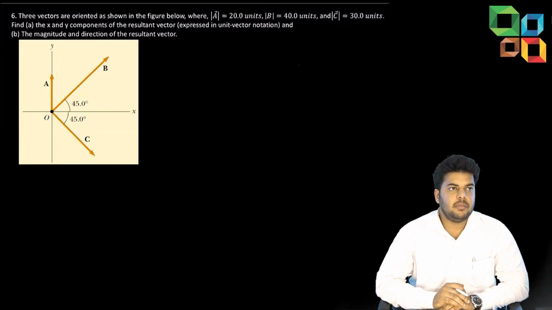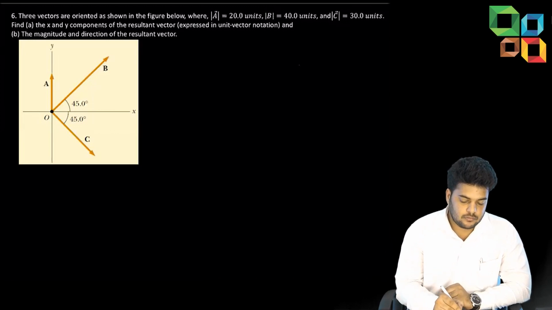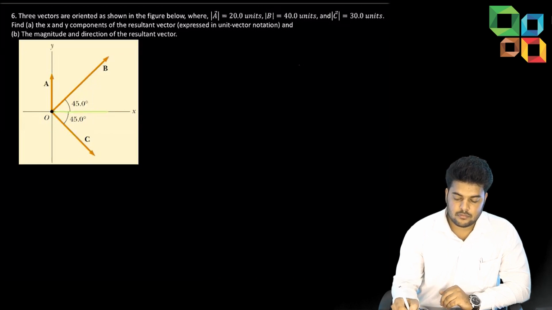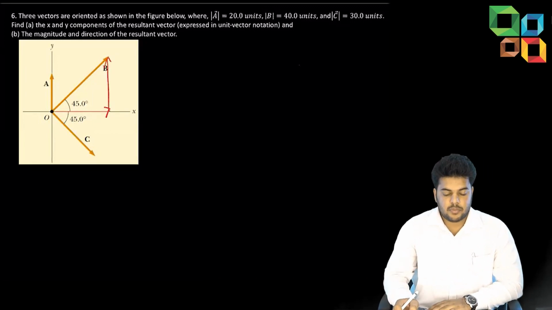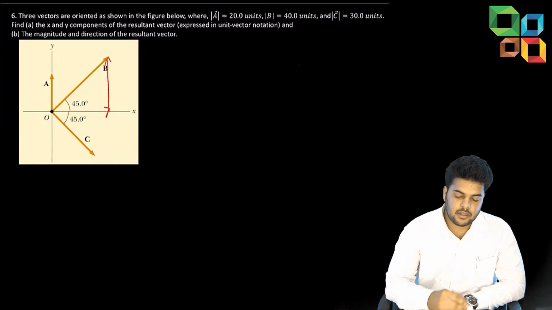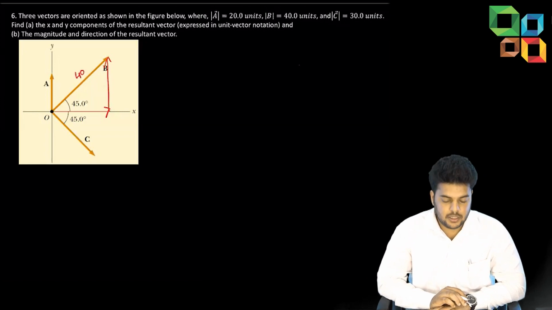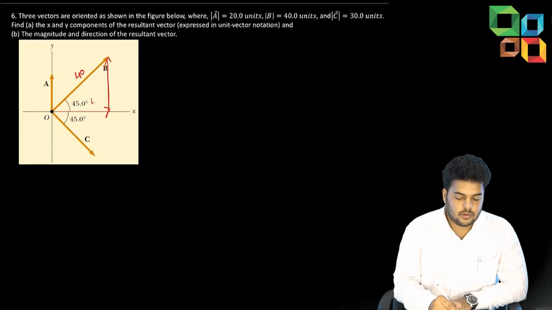Can we resolve the B vector into two components? I'm resolving the B vector into two components. What are these components equal to? It's 45 degrees. The length of the B vector is 40. So what are each of these components equal to? Yes, 40 by root 2 and 40 by root 2.